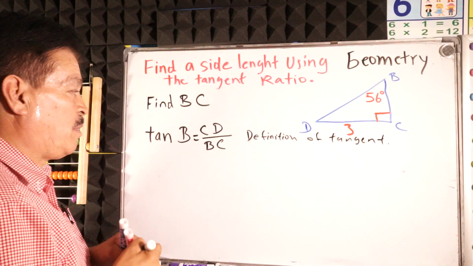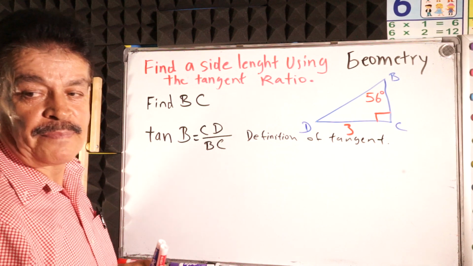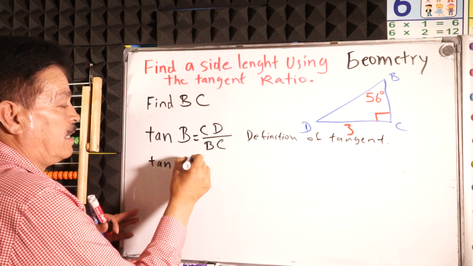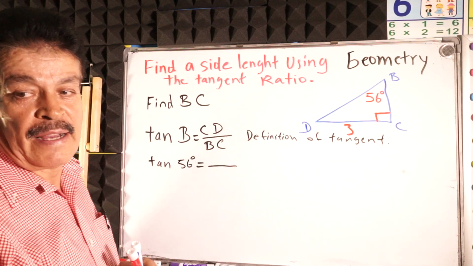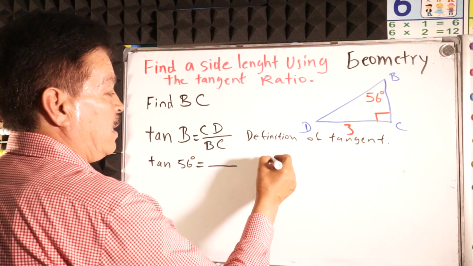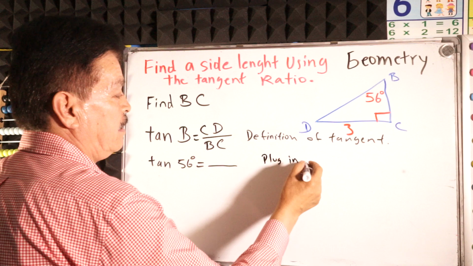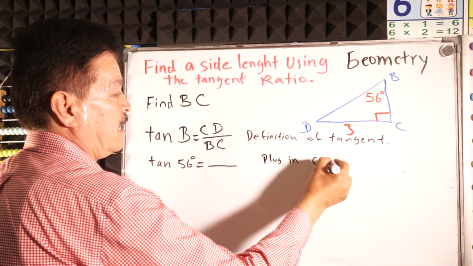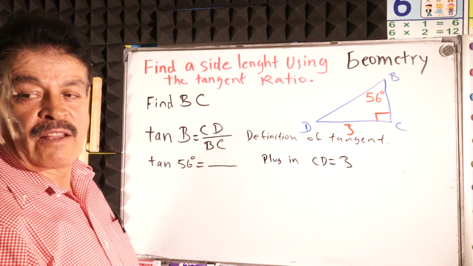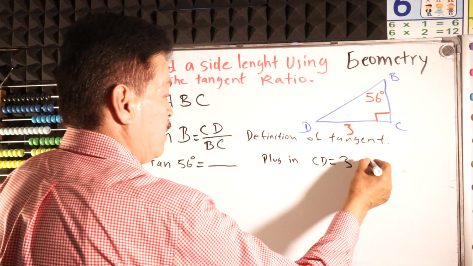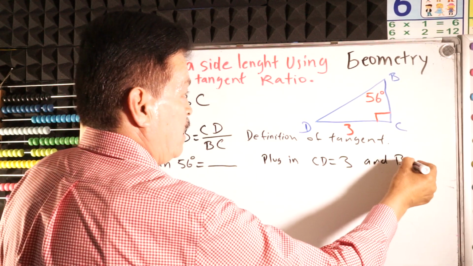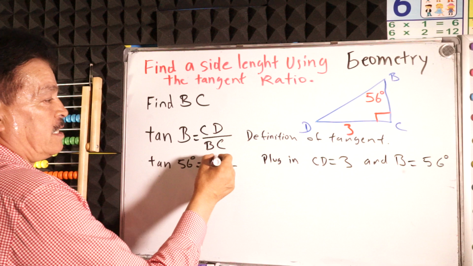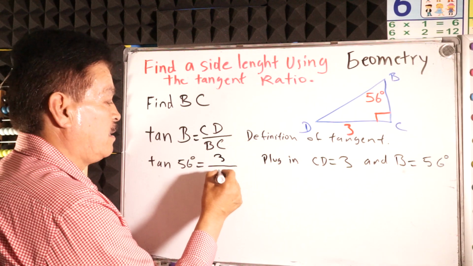Let's write step by step. Okay, next step, just write tan 56 degrees equals. Here we have to plug in which one? CD equals 3, right? CD equals 3, and then B equals 56, right? So CD is 3, and then in the bottom we have to write BC.